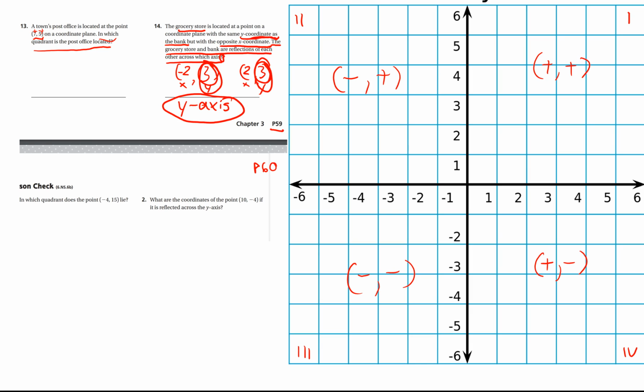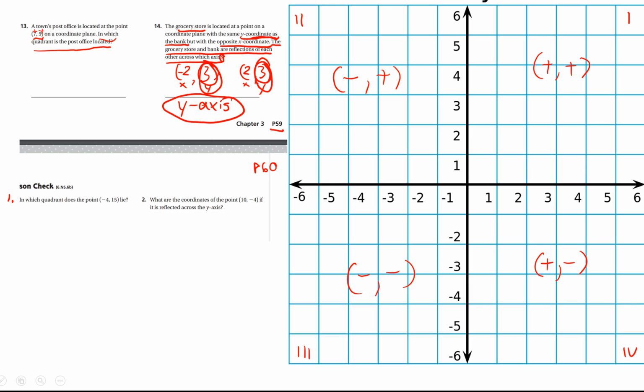All right, let's go down. This is actually number 1. I cut off the number in front, but that's what number it is. In which quadrant do (-4, 15) lie? Well, again, we just look at our coordinates. Where do we have negative, then positive? So I'll let you write that answer in for number 1.